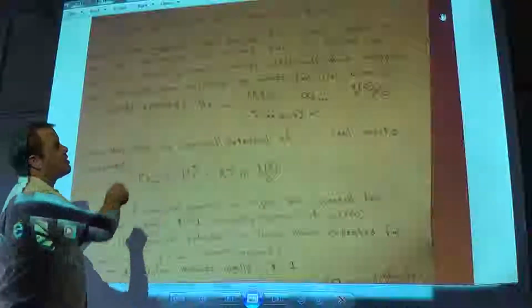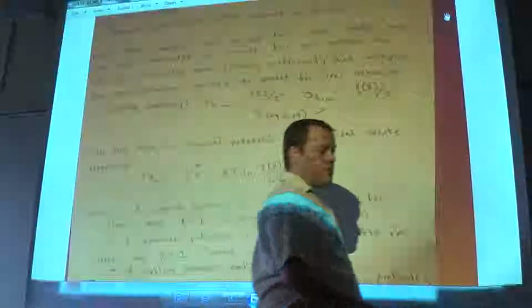And so we know that this simple concentration dependence relationship that we derived up there is not necessarily going to hold, but we can keep the math.